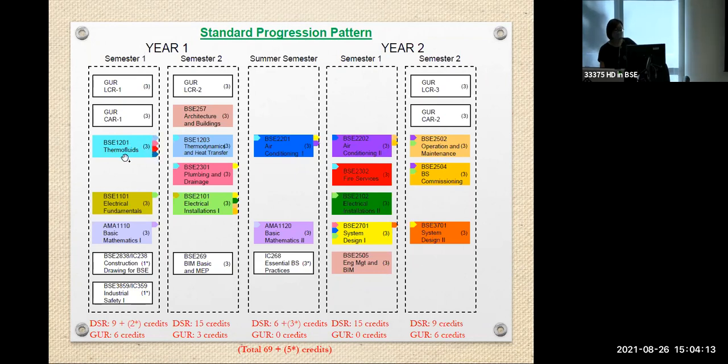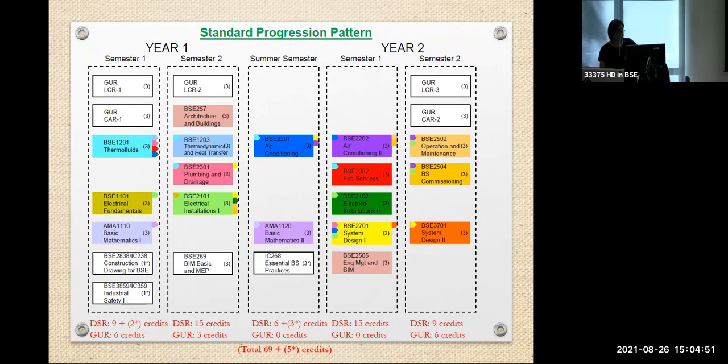So if you get a pass in Thermofluid, then you can take the subjects Thermodynamics and Heat Transfer, okay, which is this color, and also the pink color, Plumbing and Drainage, the red color, Fire Services, and the blue color, Air Conditioning. It also means that if you fail Thermofluid, then you will not be able to take Thermodynamics, Plumbing and Drainage, Fire Services, and Air Conditioning. So it will highly impact your progression. You see what I mean?